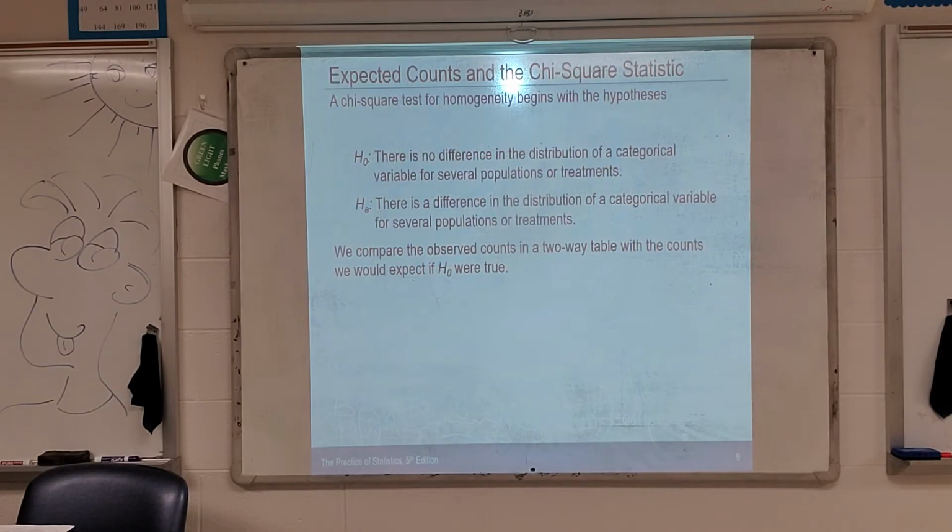So, the chi-squared test for homogeneity begins with these hypotheses. One, the null: there is no difference in the distribution of a categorical variable for several populations or treatments. The alternative: there is a difference. Remember, the null is always a no-difference kind of statement. It's true here as well in sentence form. There's no difference in the distribution of that categorical variable. So in this case, there's no difference in what entree they order based on what music they're listening to. The music is the treatments.